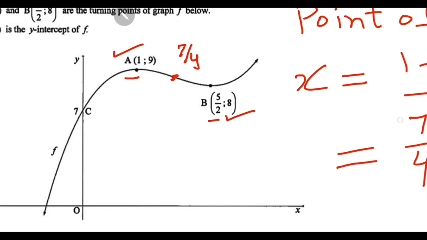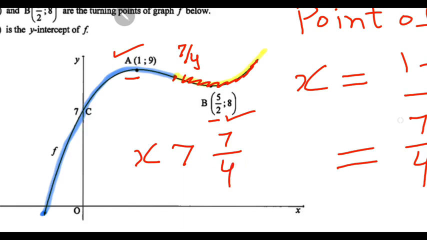Here we are looking at where the graph is concave up. The graph is concave down till the point of inflection, and from the point of inflection the graph is concave up. So we need to give the answer where the x value is such that f is concave up. So for x greater than 7/4, the graph is concave up.